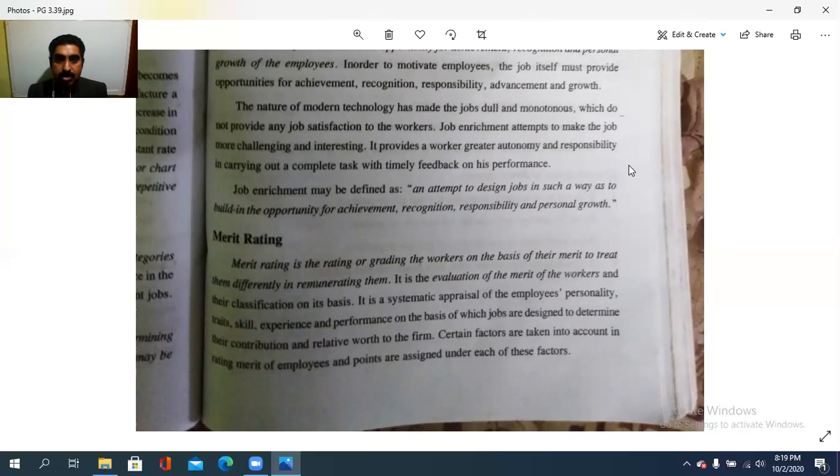So it is the evaluation of the merit of the workers and their classification on its basis. It is a systematic appraisal of the employee's personality, traits, skill, experience, and the performance on the basis of which the jobs are designed in order to determine their contribution and relative worth to the firm.